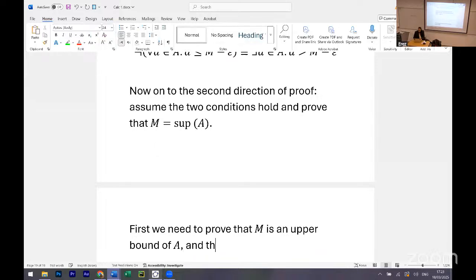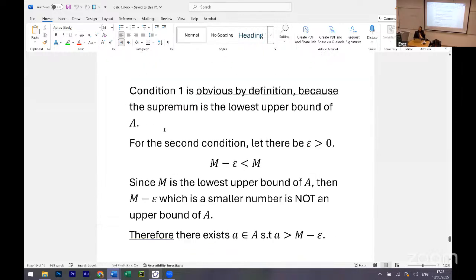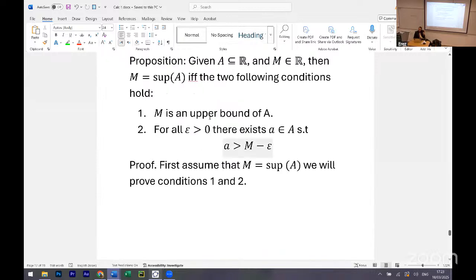And that is literally condition 1. Right? In order to be the supremum, you have to do two things. One, be an upper bound. Second, be the lowest of the upper bounds, right? So condition 1 exactly gives me that it's an upper bound. The second condition is equivalent to it being the lowest, and that's what we'll see. Okay, agreed?